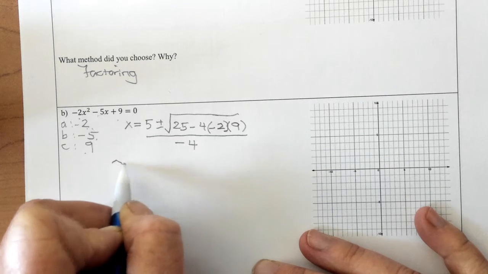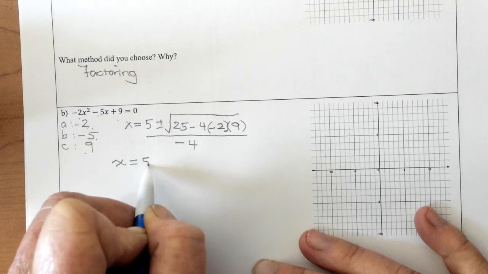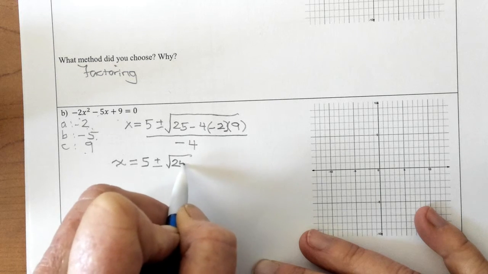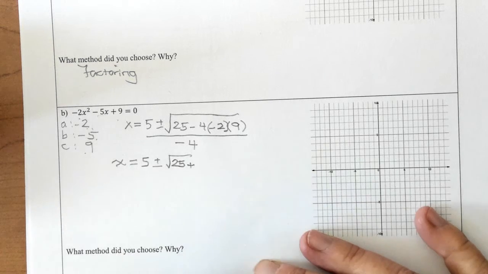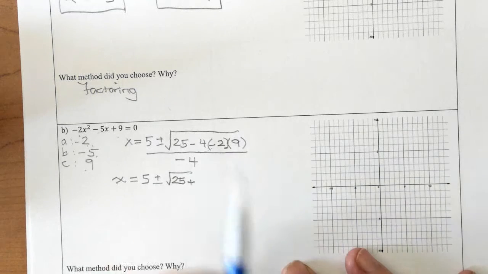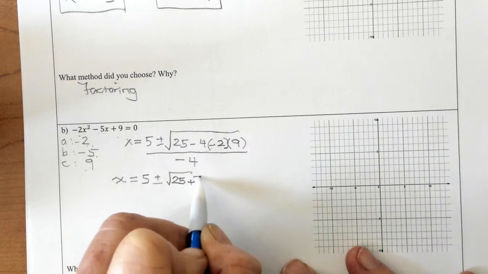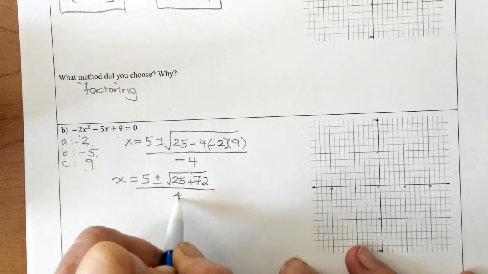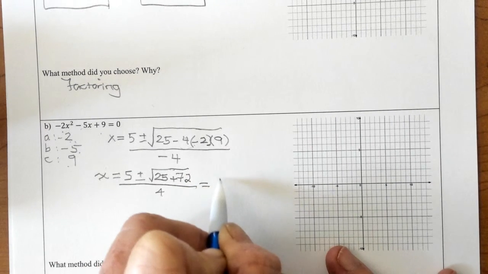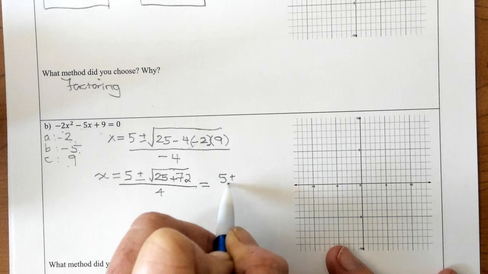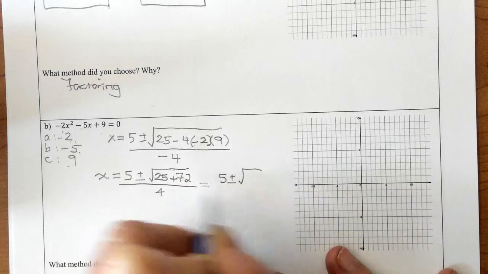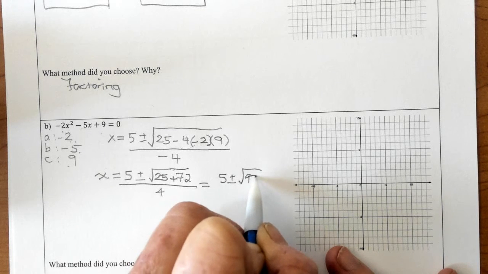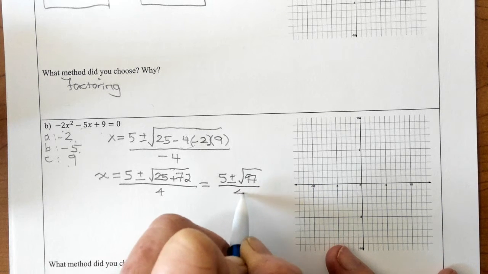I'm going to go ahead and continue to simplify. 5 plus minus square root. So this is going to be 25 plus, because I've got negative negative and I've got 8, so 72, all over 4. Continue to simplify, which is going to be 5 plus minus the square root of, I've got 97. Not a perfect square, all over 4.